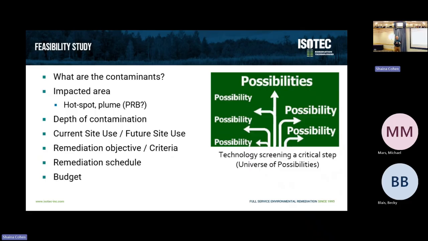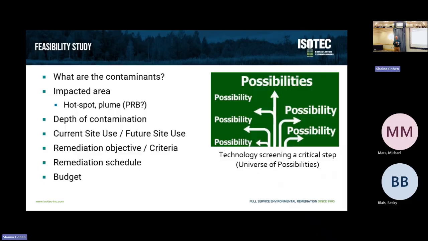That's based on what the contaminants are, what the impacted area is, how big that area is, but also where in the plume it is. Are we in the hot spot? Are we downgradient? Are we mid plume? That's going to affect some of that decision making. Also the depth, and current or future site use. Is the site looking to be redeveloped into apartments in the very near future? Is this a manufacturing site, or is this an open field that's going to remain that way?